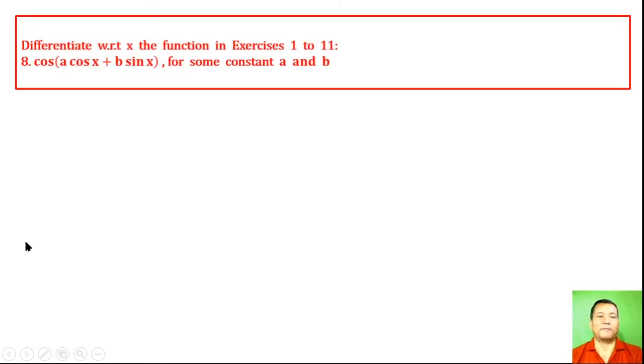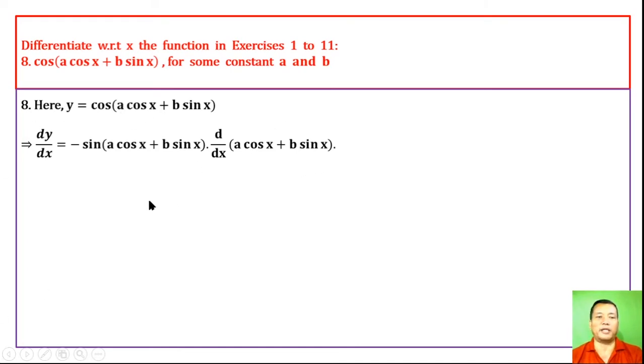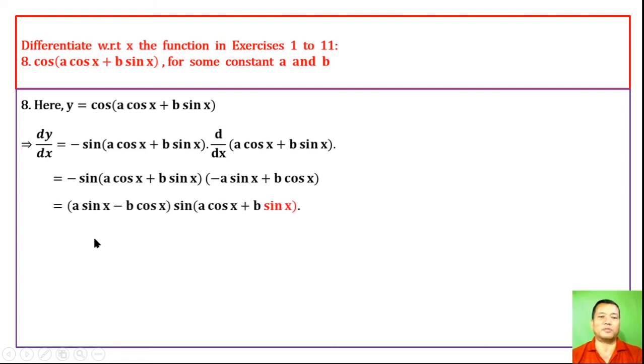For number 8, here y equal to cos of (a cos x plus b sin x). Therefore, dy by dx is cos of something, whose derivative is minus sin of something, into d by dx of something, that is a cos x plus b sin x. Bring down the first term, and whose derivative is a times of cos x derivative, minus sin x, plus b sin x, cos x. Simplification becomes this, which is the required derivative.